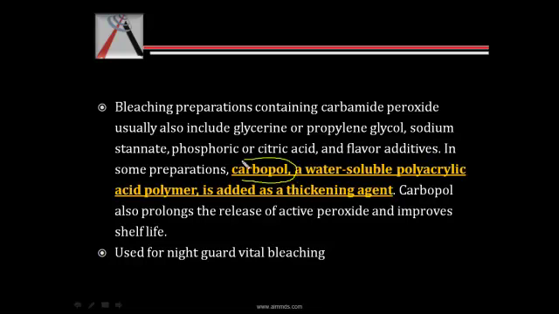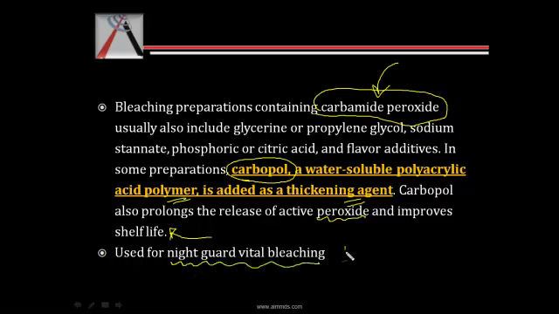Now, carbopol is nothing but polyacrylic acid polymer, and it is the thickening agent added in the compositions of carbamide peroxide. Carbopol also prolongs the release of peroxide, so it increases the life of the bleaching effect, and it does improve the shelf life of urea hydrogen peroxide, that is nothing but carbamide peroxide. The carbamide peroxide is an agent that is used for night guard vital bleaching, and this point is an important MCQ.